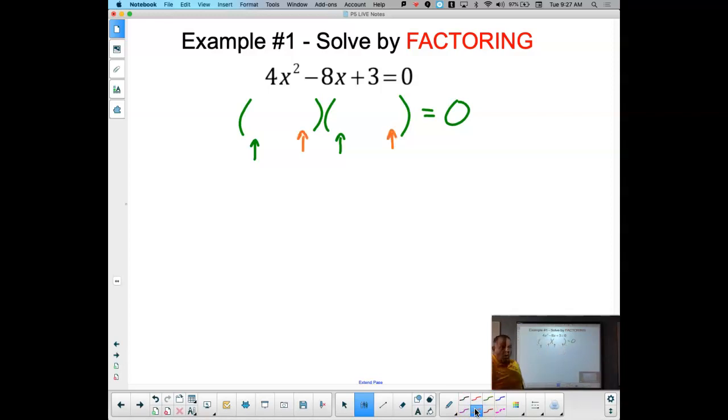Well, there's only one pair that can multiply together to be 3. So I'm going to start there with 1 and 3. Okay? And then I got to kind of try different numbers. So let's try, let me go back to the green. Let's try 2x and 2x. Okay? Or I could try 4x and x.